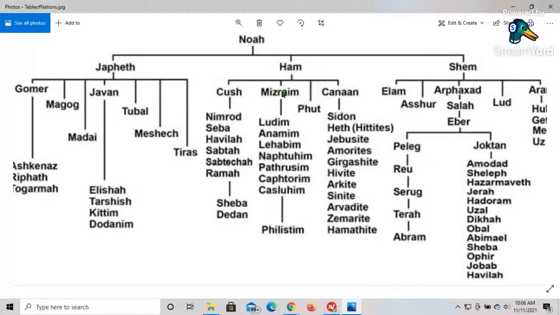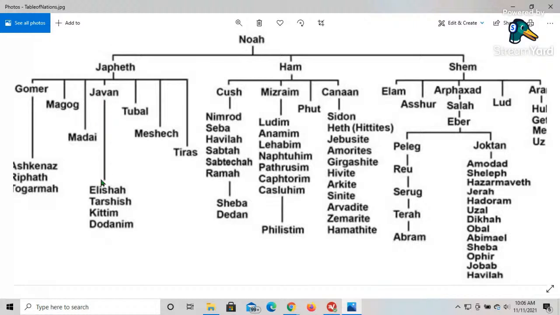So there's Cush, Egypt, Put, and Canaan. These are all the Hittites, the Jebusites, the Amorites, the Girgashites, the Hivites, Arkites, Sinites, Arvadites, Hamathites. And Heth is the Hittites, Anatolia. Of course, Lud became Lydia, all this stuff. The Philistines, the Caphtorim from the Isle of Caphtor or whatever, became the Philistines, and all that.